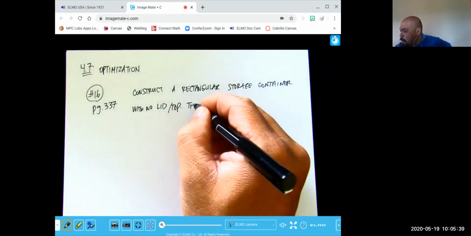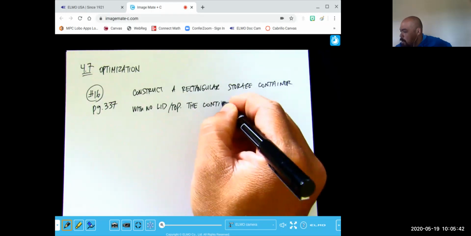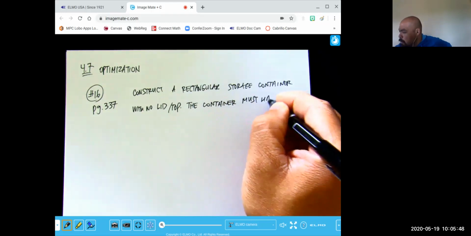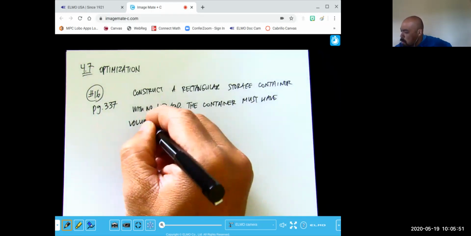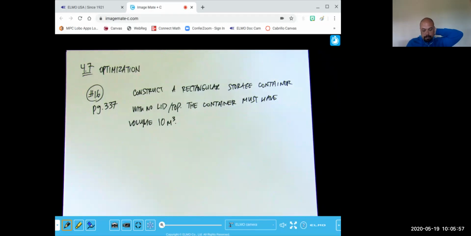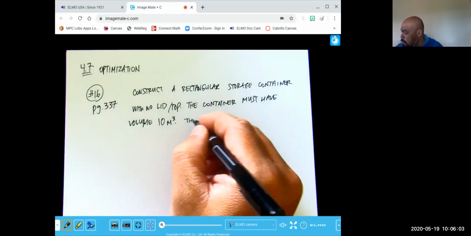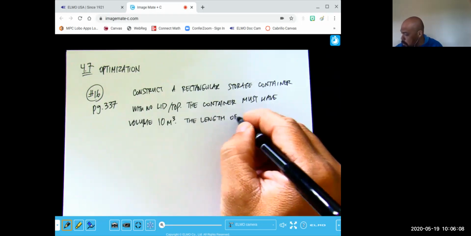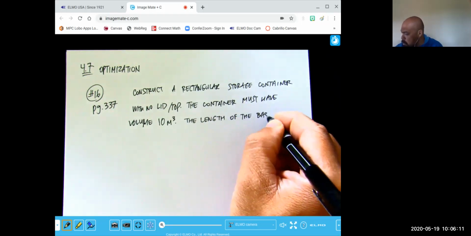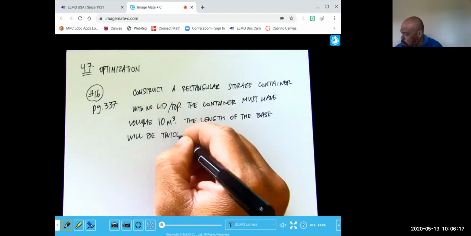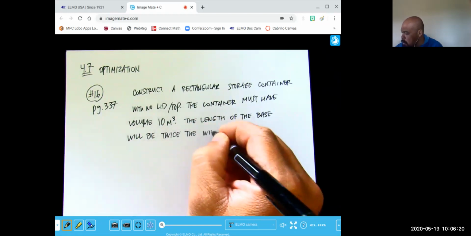Okay, and then that container must have volume 10 cubic meters. The length of that base will be twice the width.